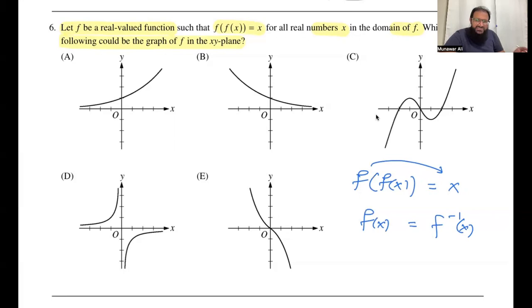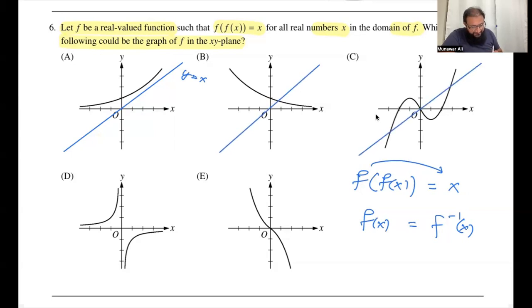So how can we see this? A function and its inverse is always a reflection along the line y is equal to x. So for example, if I put the line y is equal to x in this graph, it would look like this. This is simply the line y is equal to x, and here y is equal to x.